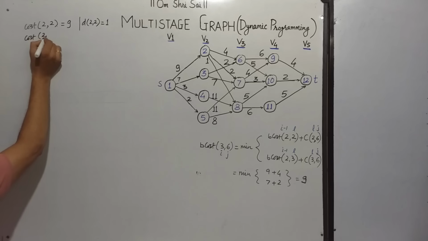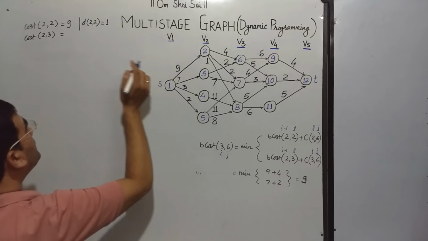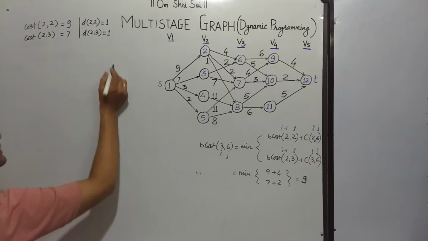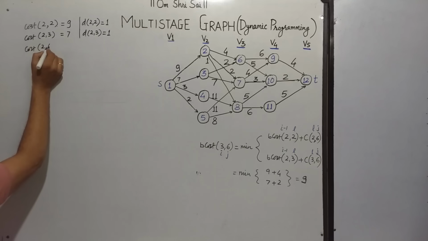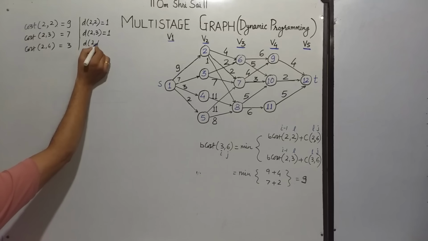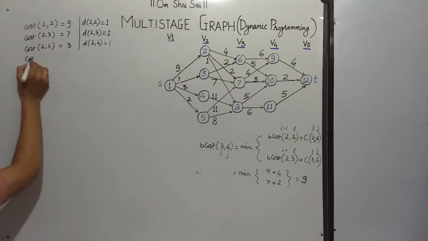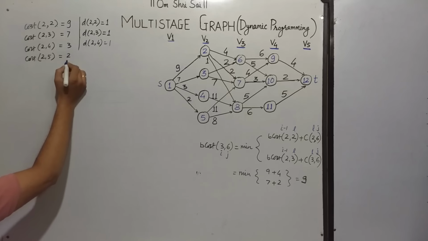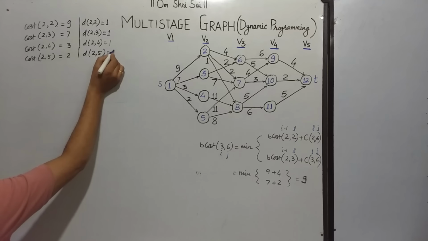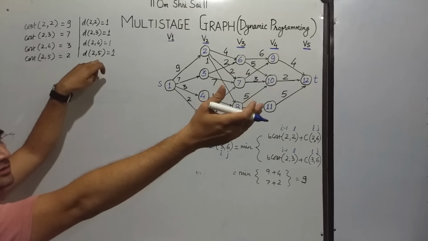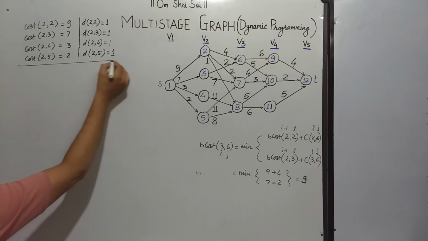Cost of 2, 3. Now the third vertex of the second stage, that is 7, and again this is due to vertex 1, so d of 2, 3 is equal to 1 again. Next, cost of 2, 4, that will be 3, and this is due to vertex 1, so d of 2, 4 is equal to 1 again. Then we will calculate cost of 2, 5 is equal to 2, again due to vertex 1. Actually this will be used to get the total path from this vertex to the last destination vertex. Now we'll move toward the next stage.